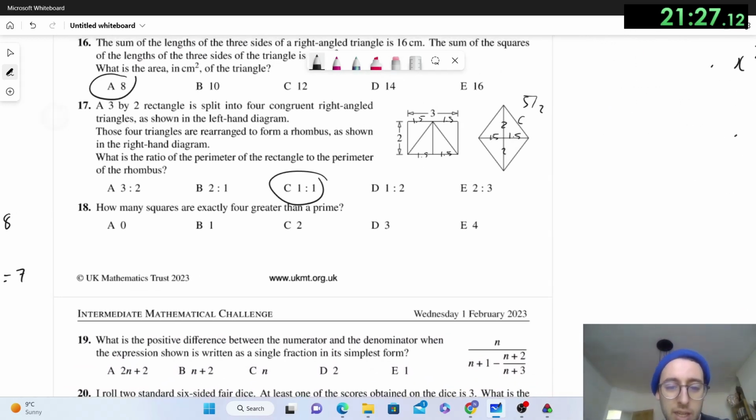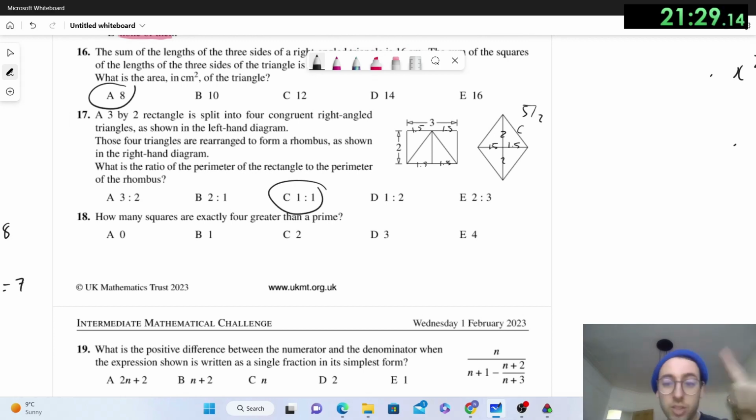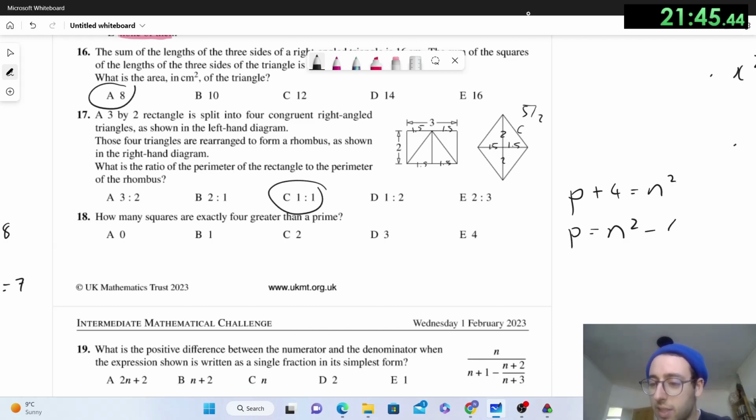How many squares are exactly 4 greater than a prime? Honestly, I have seen this one before because I got asked about it, but I did get it, because this felt classically like a difference of 2 squares. So 4 greater than a prime: a prime plus 4 equals n squared. And because I love difference of 2 squares, I immediately thought this is a cool question. Okay, so a prime is a number plus 2 times a number minus 2.